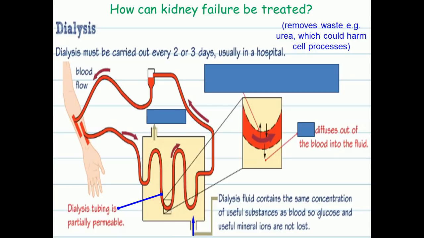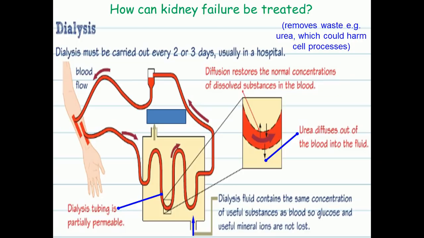So it's really important that the dialysis fluid contains the same concentration of glucose and mineral ions as it does in the blood, so that there's no removal of those useful substances out of the blood by diffusion. However, you do want the dialysis fluid to contain no urea, and this causes urea to diffuse out of the blood into the fluid by diffusion, because there's a higher concentration of urea in the blood and a lower concentration of urea in the dialysis fluid, and therefore urea diffuses out.